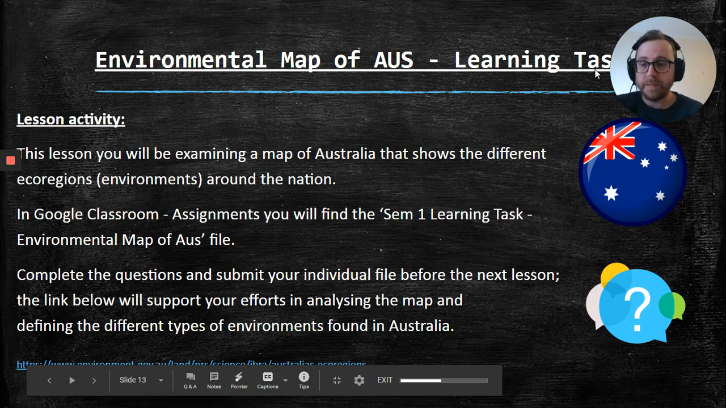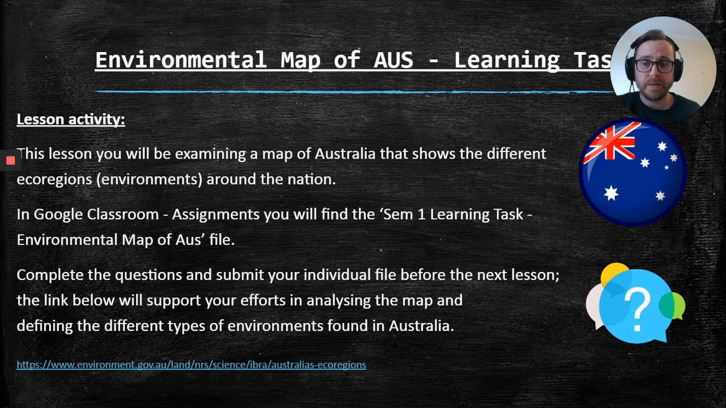What you will be doing this lesson, though, what you will be writing down is the environmental map of Australia learning task. So this lesson you'll be examining a map of Australia that shows the different eco-regions, just a fancy word for environments. So the different environments of Australia are all going to be displayed on this map, and you're going to be answering a few questions about it.